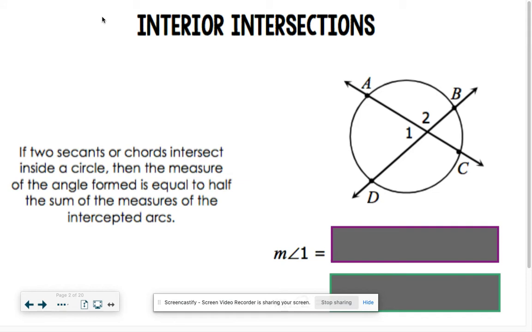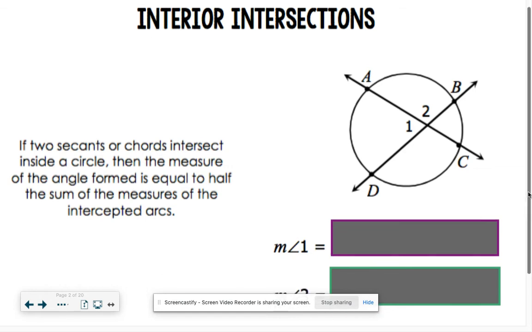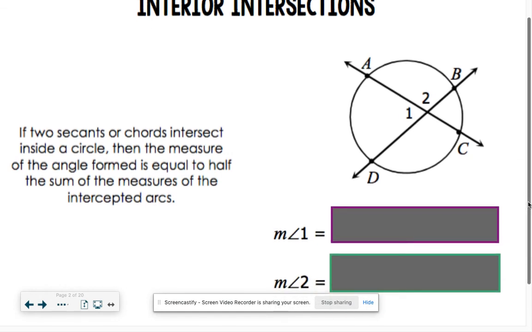Okay, so for our first property, we need to talk about a secant line. A tangent line is a line that touches your circle in one spot, like this. So this would be a tangent line. It has one point of tangency, right? Okay, that was last lesson. This lesson, a secant line is a line that goes through your circle and touches it in two spots. It intersects in two places. It's a secant line, okay? So that is a secant line.